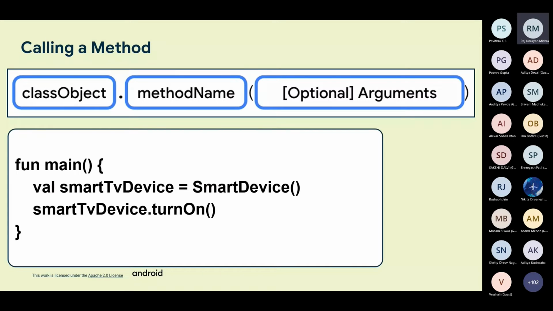Now, as I have explained earlier, calling a method. Class object, this is a dot operator used to call the current calling object, method name, and any optional parameters. You can either give this parameter or you can leave that parameter. As an example, fun main variable smart TV device equals smart TV device dot turn on. Like in the previous, I'm calling that turn on function to turn on my smart device from the other function that is I have called in the main function. From the main function, I can turn on the device or I can turn off the device.